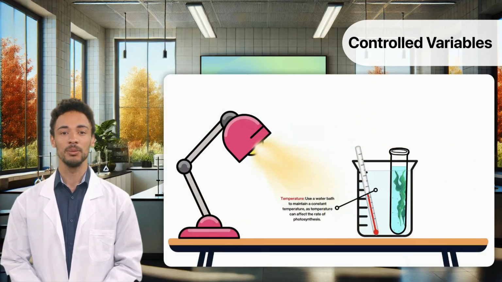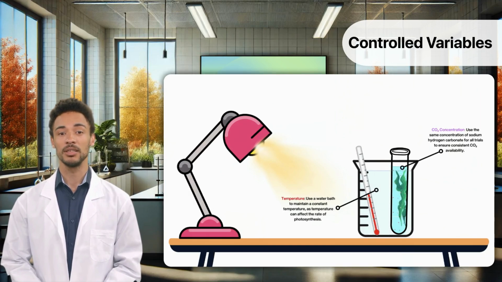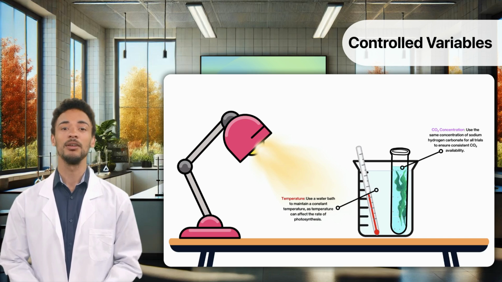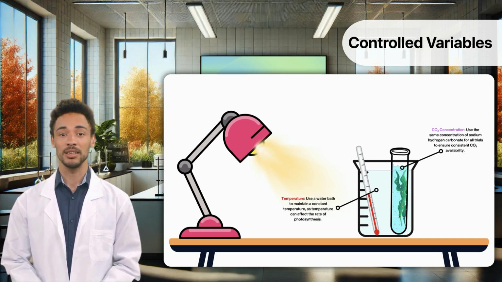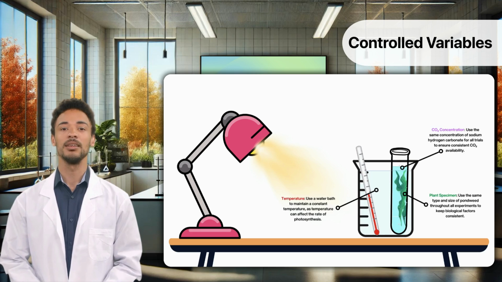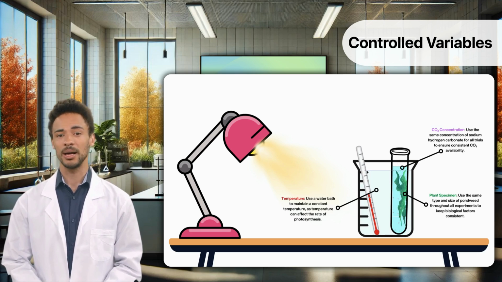First, ensure to use a water bath to maintain a constant temperature, as temperature can affect the rate of photosynthesis. Additionally, use the same concentration of sodium hydrogen carbonate for all trials to ensure consistent carbon dioxide availability. Lastly, use the same type and size of pondweed throughout all experiments to keep biological factors consistent.